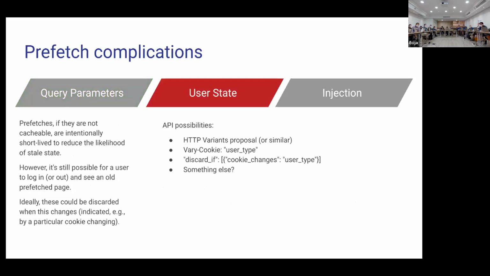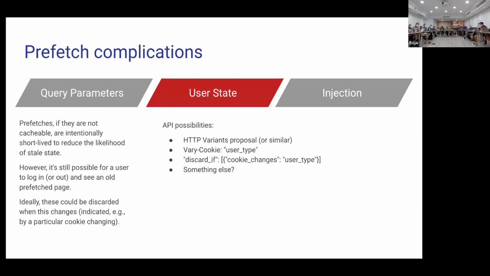One problem that we haven't settled on a resolution for yet is user state. Prefetches, if they're not cacheable, are intentionally short-lived, which reduces the likelihood of stale state, but it is still possible, on the order of minutes, for a user to log in or log out, or otherwise make some significant change to the state and see an old prefetched page if the prefetch occurred before that state change occurred.